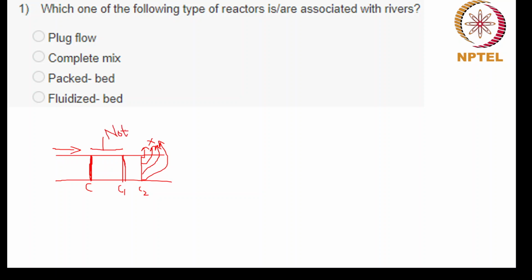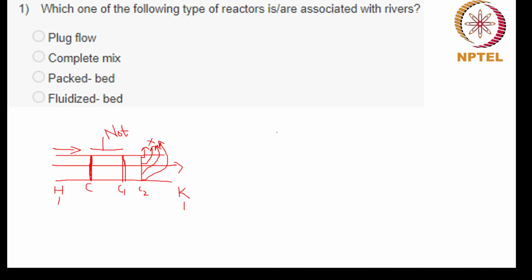So a river flows in one direction. For example, let us talk about the Ganga river. When it is coming from Haridwar, the concentration of pollutant will be very low. But by the time it reaches Kanpur, the concentration of the pollutant will be very high. So the concentration of pollutant at Haridwar and Kanpur will not be similar. Such kinds of reactors are called plug flow reactors.